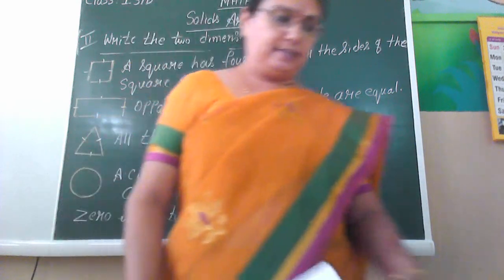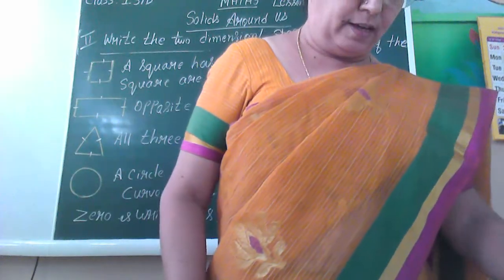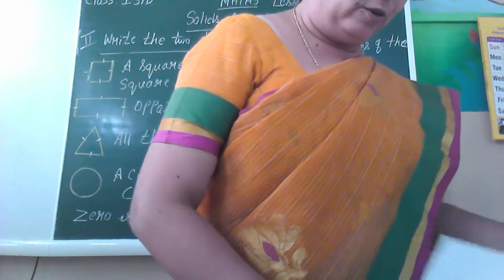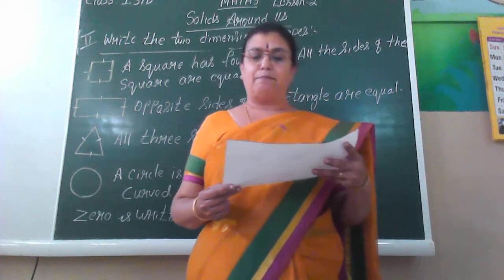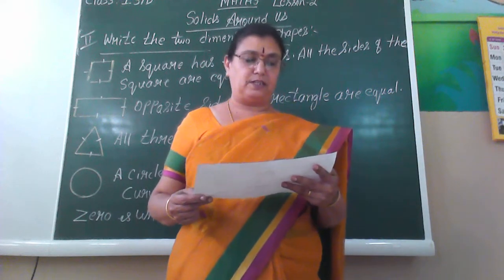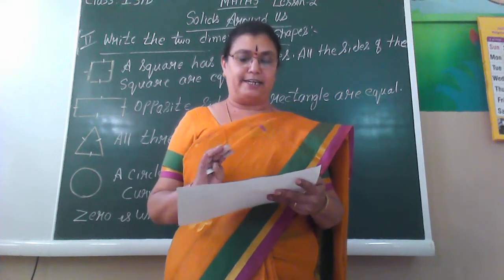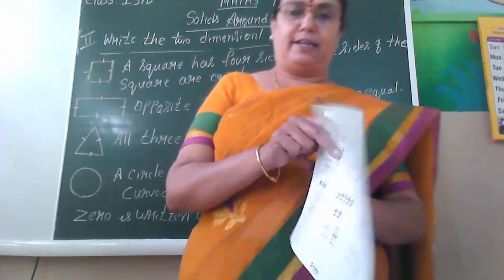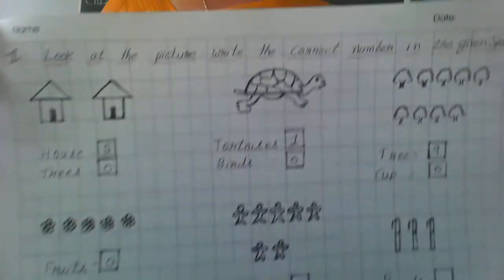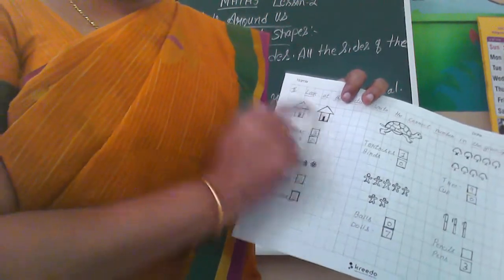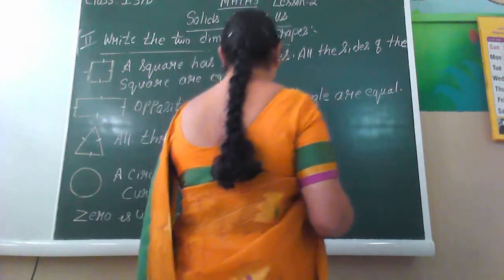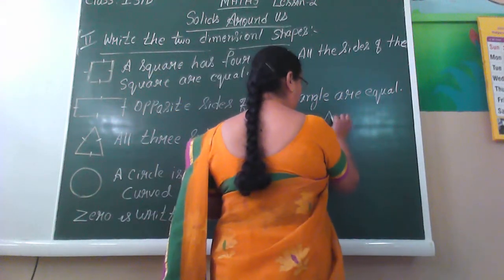Okay, children, this also I will teach you. Next, look at the picture, write the correct number in the given shapes. About 0 only it is. What they are given, yes, see ma'am has written, I will send you this. Okay, children, what is there in the first picture? There are 2 houses here. One example I will write for you. There are how many houses here?